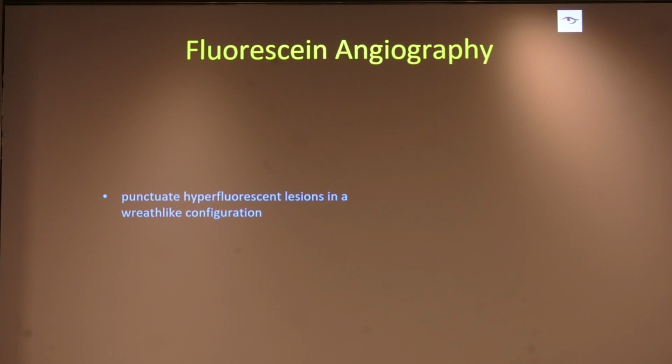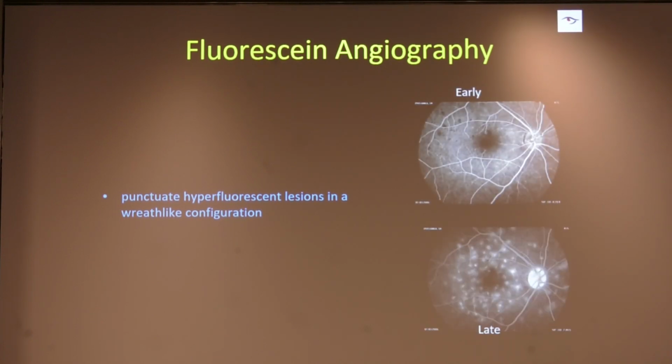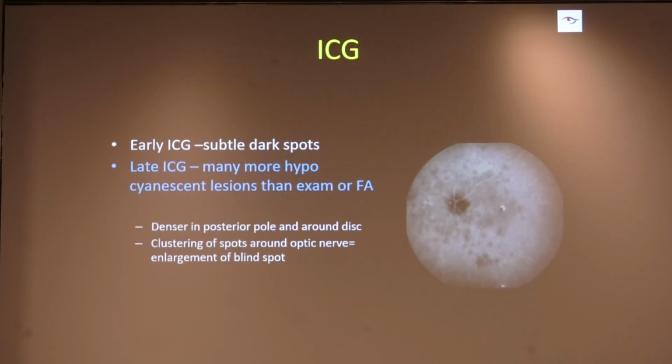So fluorescein angiography actually shows punctate lesions in a wreath-like configuration, and this wreath-like configuration is supposed to be pathognomonic for MEWDS. I'll skip most of the other things in the interest of time. ICG also has a role in it, where many more hypofluorescent lesions are seen than what you see on the FA. And they are denser in the posterior pole and around the disc. And the clustering of these spots around the optic nerve is the reason for which you have the enlargement of the blind spot on the perimetry.